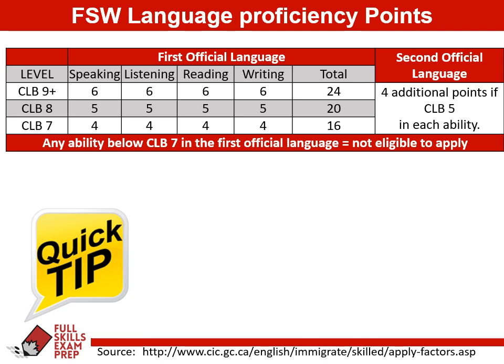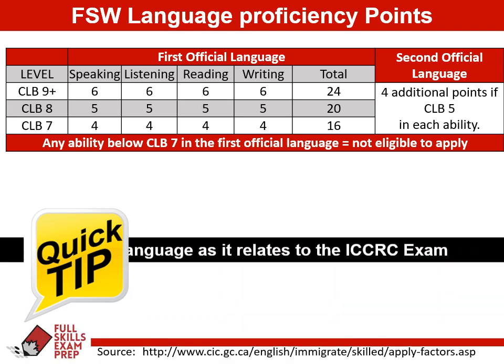Okay, there's a second language portion of this as well, and this is really interesting because if a person has above and including CLB 5 in each ability, so that means in speaking, reading, listening, and writing of the second official language, then that would gain this person 4 extra points. So that's 4 in total. That's not 4 for each element. That's not 4 for speaking, 4 for listening, 4 for writing, 4 for reading. That's 4 in total. And that's only if the person has a minimum CLB 5 in each.